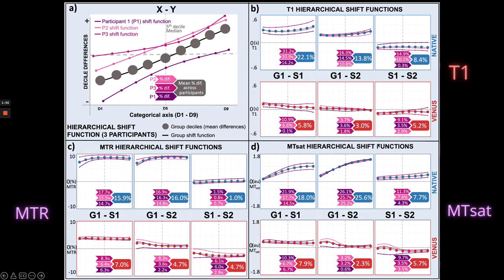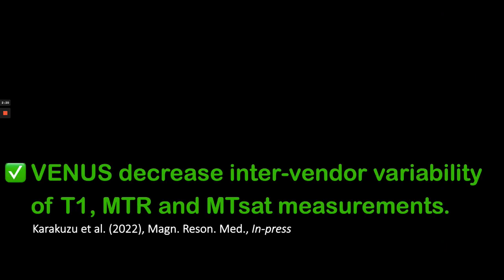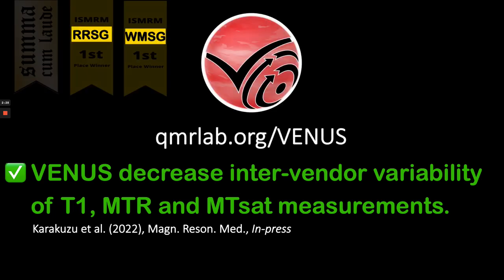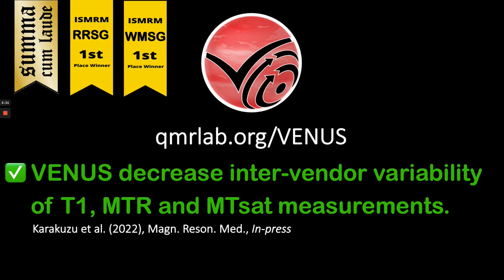For another important observation, we can look at the changes in the shift function shapes. Vendor-native bias increases with higher MTsat values, showing an exponential curve. On the other hand, vendor-neutral differences show a flatter shift function. And again, we couldn't make this observation if we used statistics based on point estimations. In conclusion, we show that vendor-neutral sequences coupled with fully transparent workflows decrease inter-vendor variability of T1, MTR, and MTsat measurements. You can visit the interactive Jupyter Book at qmrlab.org/venus for interactive figures and to reproduce the analysis.